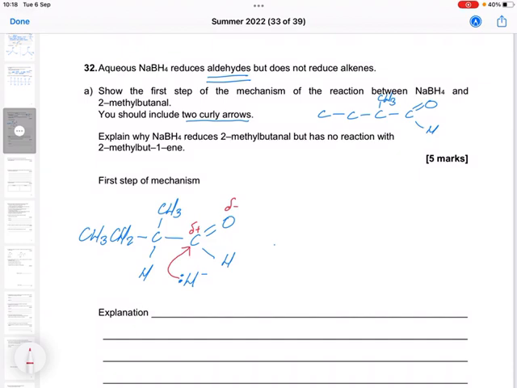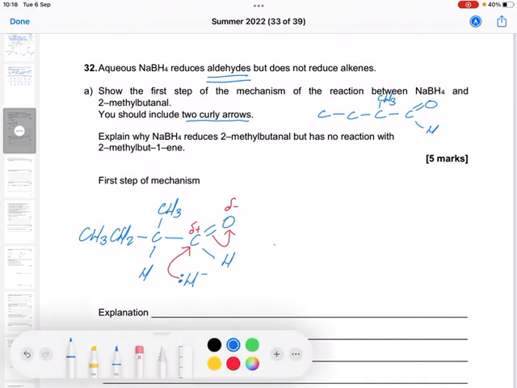So there's our first curly arrow there. So a bond has got to break. It's got to be the weakest one, which is going to be the pi bond between the carbon and the oxygen. And because the oxygen is more electronegative, it's going to pull those pairs of electrons towards itself. Okay, so there's the first part done.